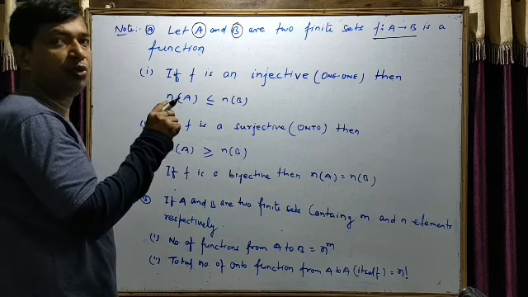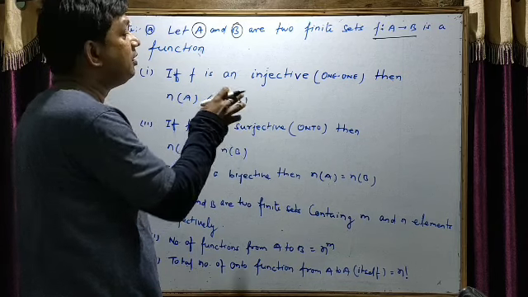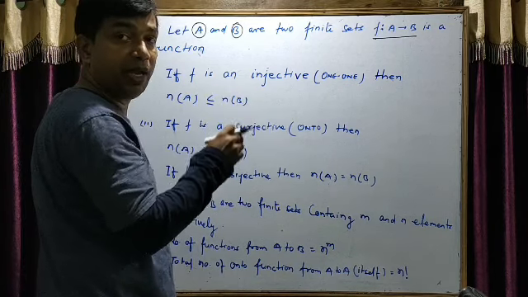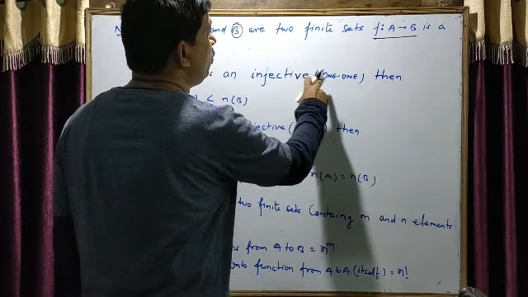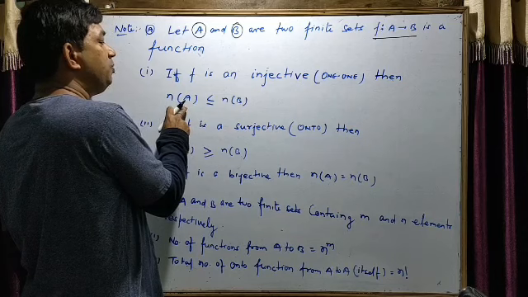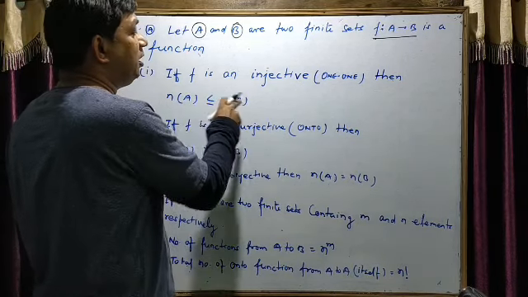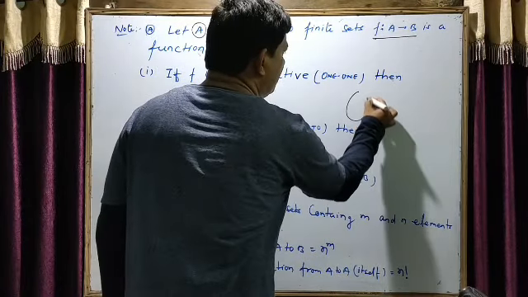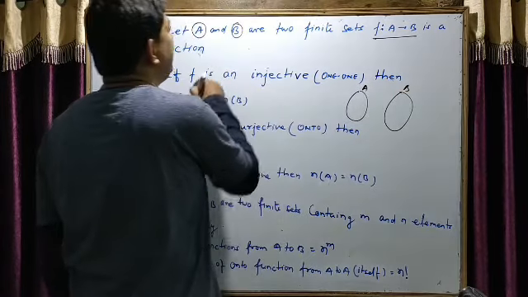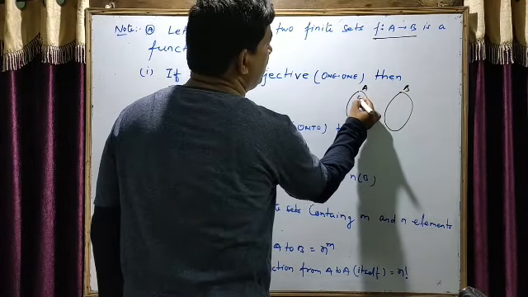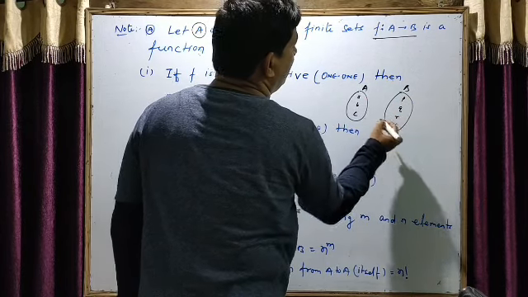It is very helpful for multiple choice questions, or we can say very short type questions, or helpful for fill in the blanks. Now if f is injective, that means one-one, then the number of elements present in set A is less than or equal to the number of elements present in set B. Means you have two sets A and B, and they are finite, so they have some elements. Suppose A, B, C, and this is P, Q, R, S.